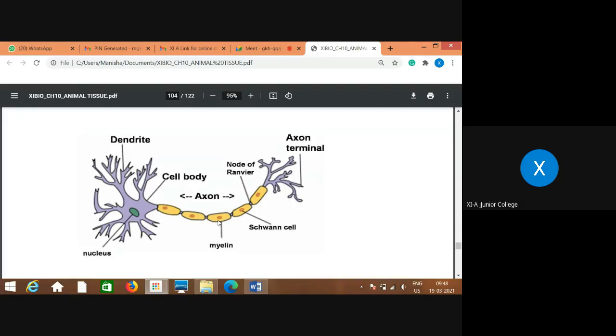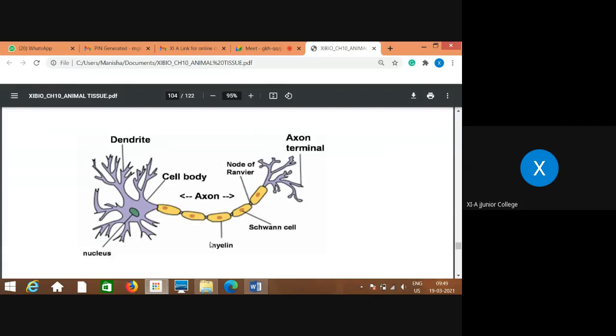So myelin is a sheath. Neurilemma or axolemma is covered by the fats, and that is made up of myelin. So that nerve fiber is called a myelinated nerve fiber. When it is not there, then it is called a non-myelinated nerve fiber. Another name for this is medullated nerve fiber or non-medullated nerve fiber.